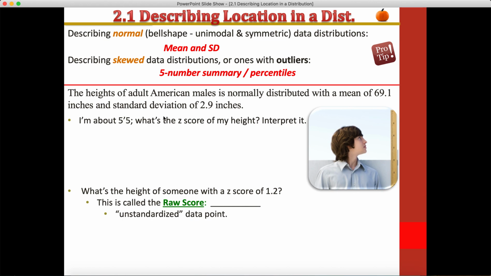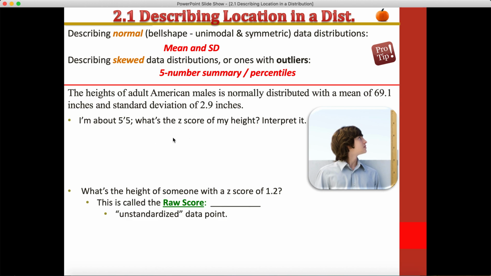So a little fun fact about me and American males here. The height of adult American males is normally distributed with a mean of 69.1 inches and a standard deviation of 2.9. So I am about 5'5", a little shorter actually, but I'm rounding to make it nice and flattering. What's the z-score of my height? Interpret it. Well, what we'd want to do is look at this in terms of inches. Actually, you know what?